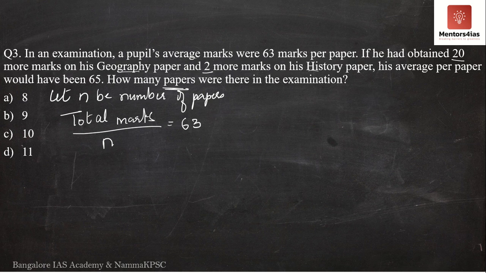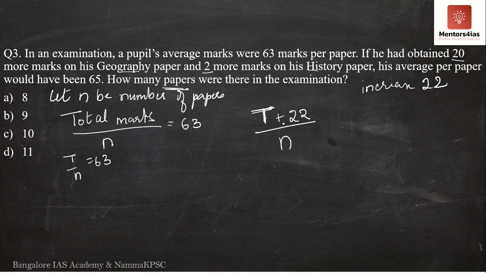Okay. What do we want? We only want the total increase. Total increase is how much? Total increase is 22 marks. 20 plus 2. So, if the average has to be 65, then I'm going to represent total marks as T. Okay. So, here we know that T by N is equal to 63. So, in the second case, if the total marks increases by 22, then if we divide this by N, that is total number of subjects, what do we get? We'll get average as 65.